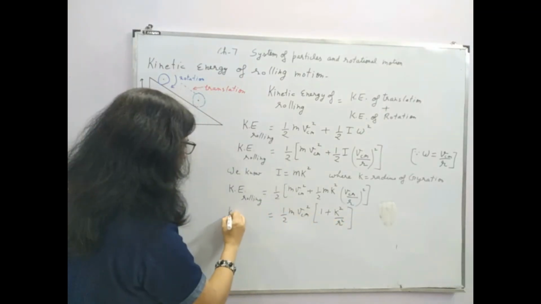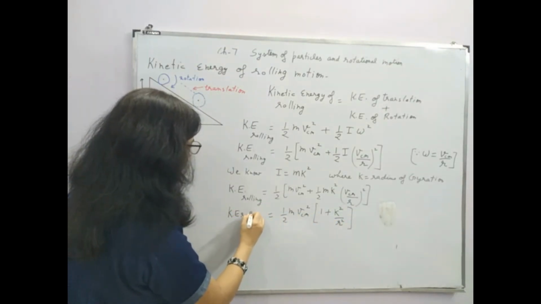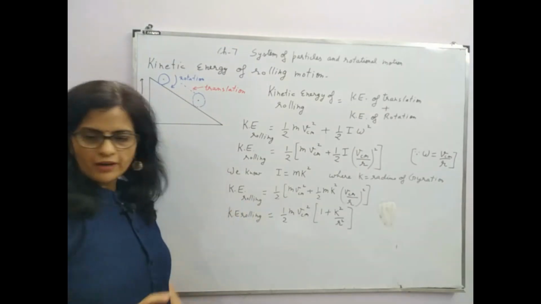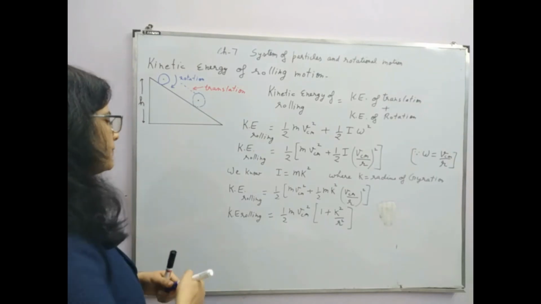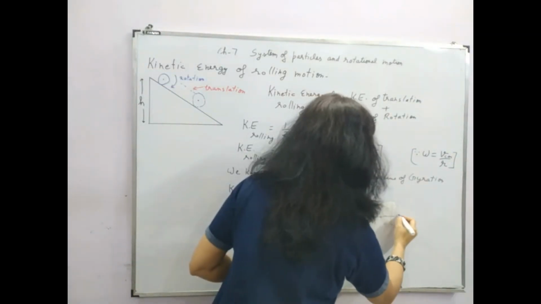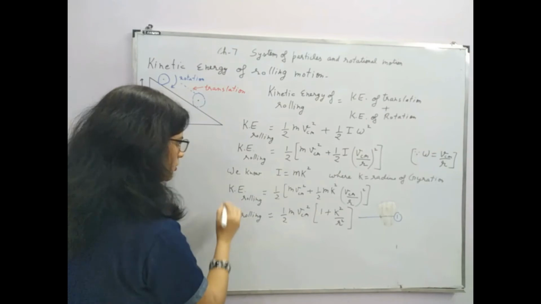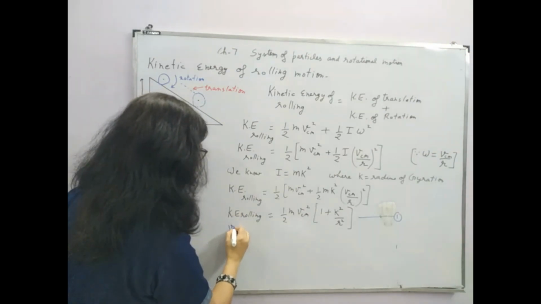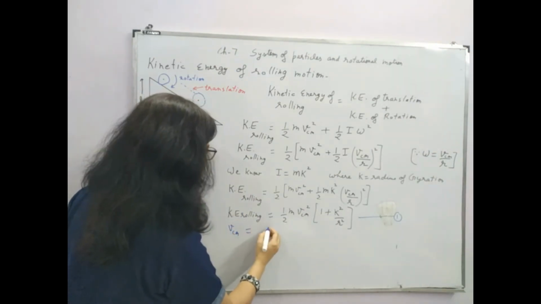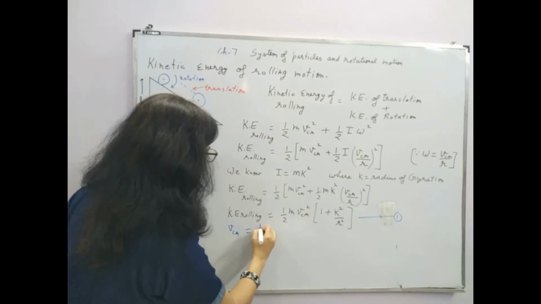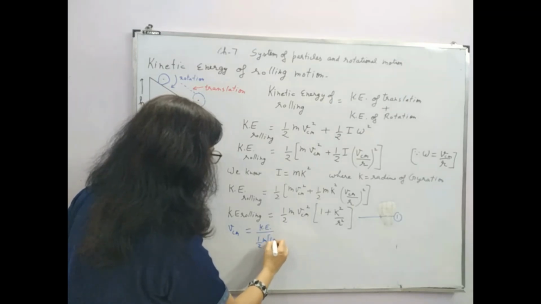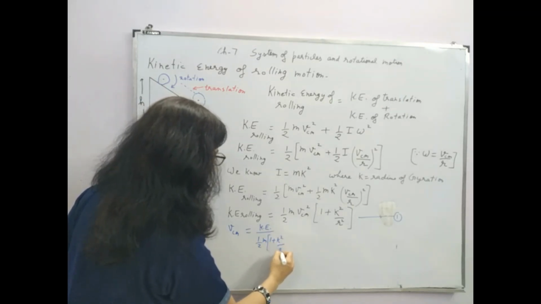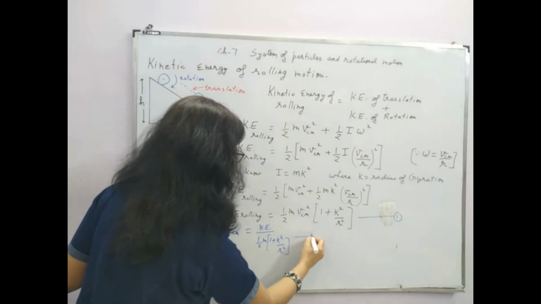So this is kinetic energy of rolling. If I want to find the velocity of the center of mass, I can find that also. I can mark this equation as 1. So this VCM will be the square root of kinetic energy upon half m times 1 plus k square upon r square. This is one form of the formula.